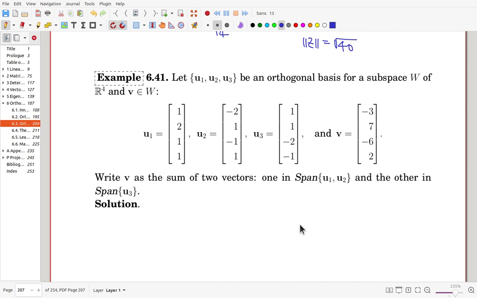u1, u2, u3 are orthogonal bases for subspace W of R4, and V is in W. Okay. Now, by using u1, u2, u3, we can form a subspace W. Now, V itself is in W. Then we try to write V as a sum of two vectors, one in the span of u1, u2, and the other in u3, spanned by u3. Okay.